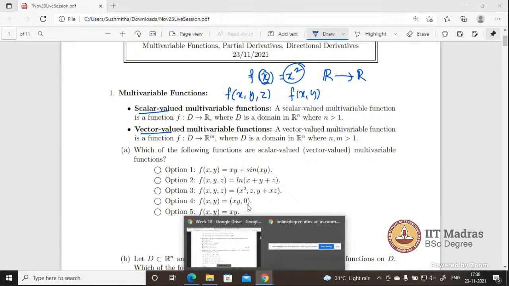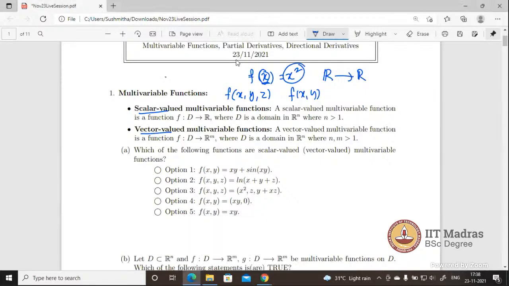Okay. Now, when we talk about multivariable functions, it means that the function depends on more than one variable. So the domain of the function should be in the form Rn, where this n is greater than 1. Does it make sense why it is called multivariable? When the dimension of the domain is greater than 1, then the function is said to be multivariable because the function depends on more than one variable.